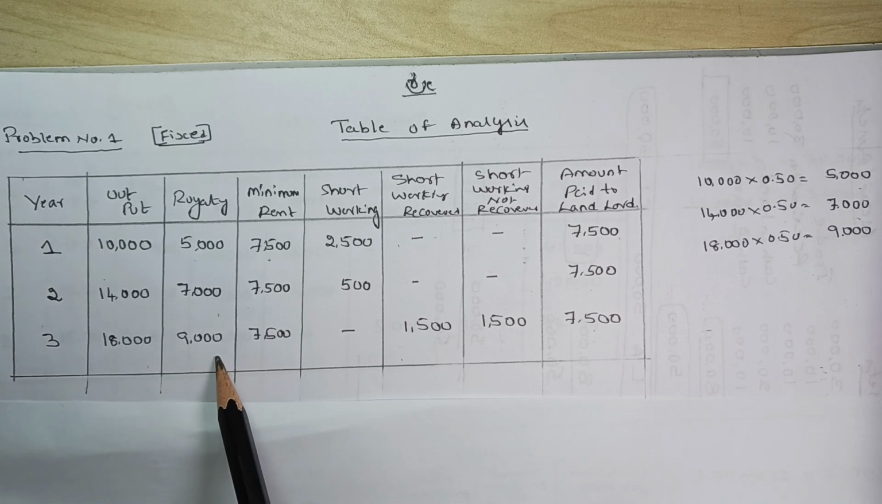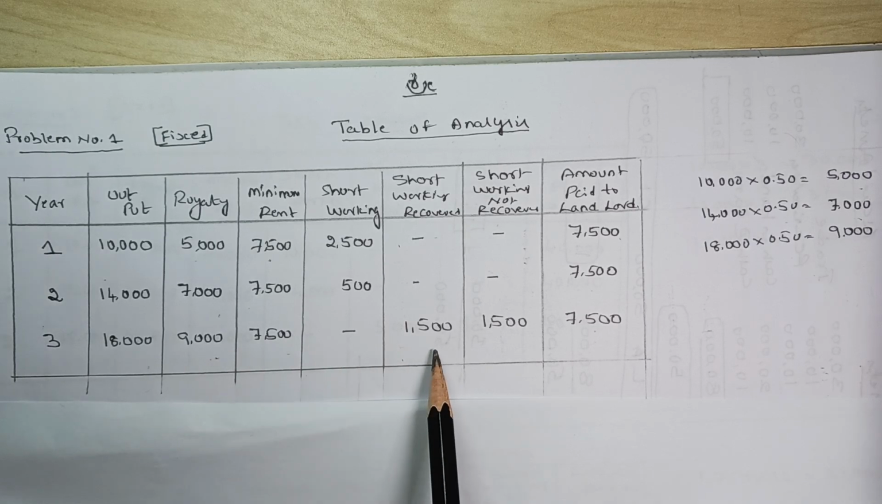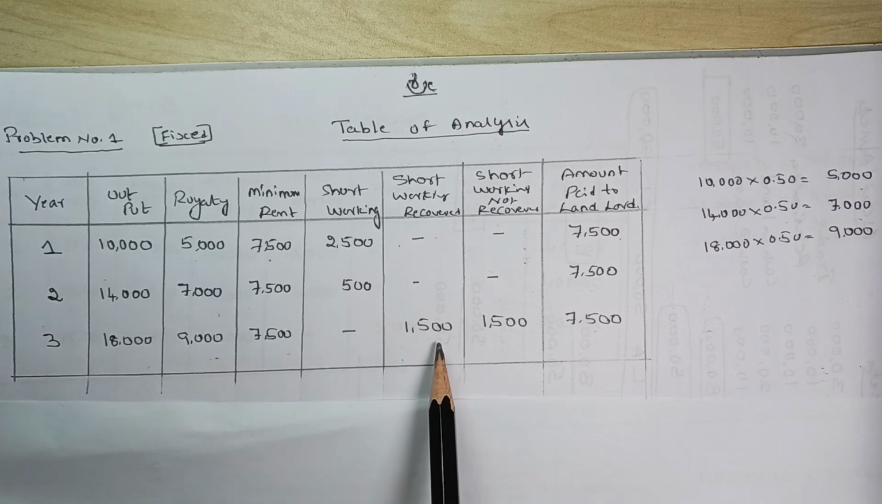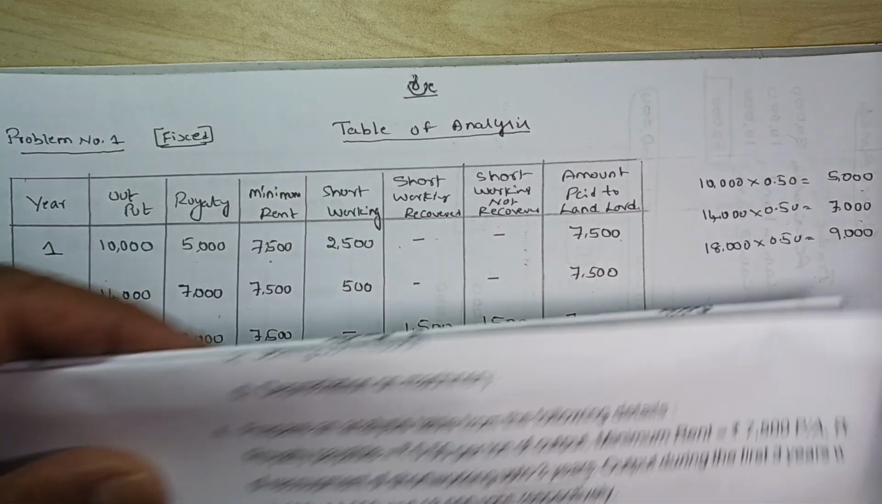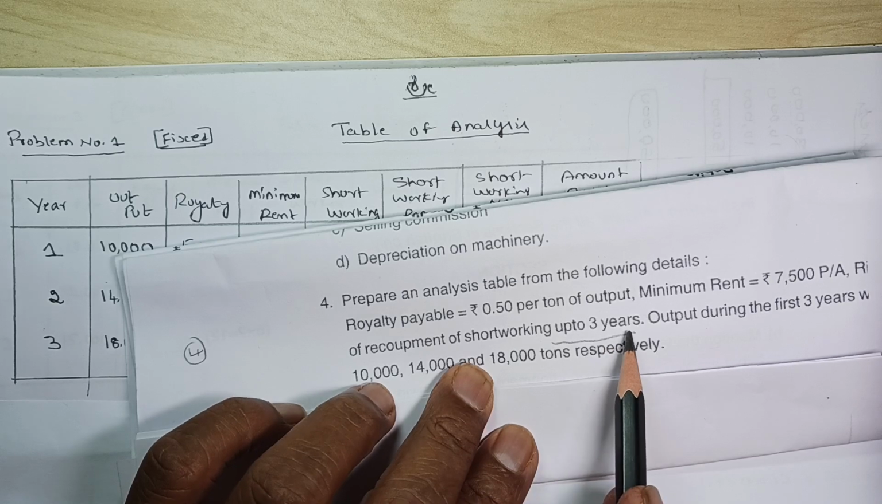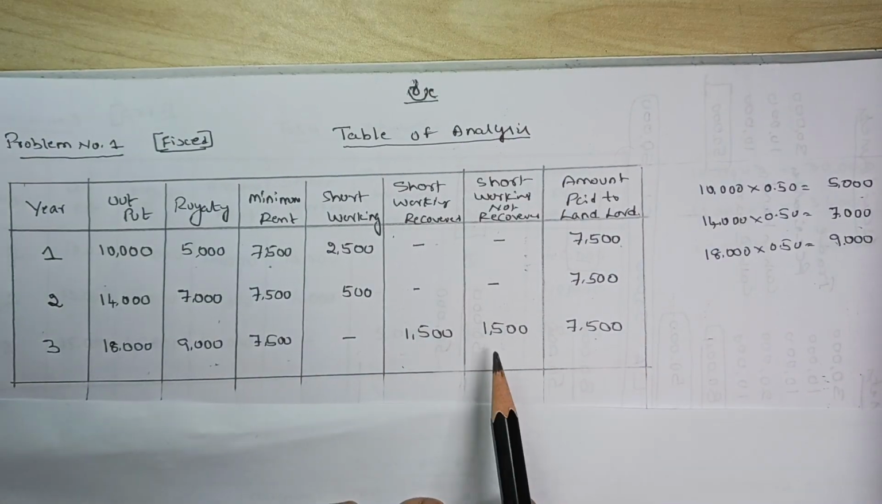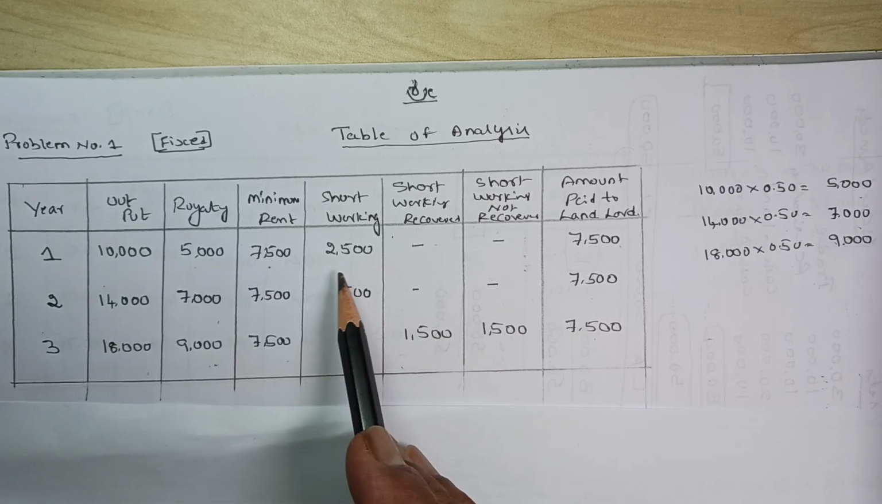Then the third year, 18,000 output, royalty is 9,000. Now royalty is more than minimum rent. That means short working recovered is 1,500, and there is no short working. So let us come back to the problem. They have given that short working can be recouped up to 3 years, that means only for the 3 years. We are in the third year, so this third year it will be closed.